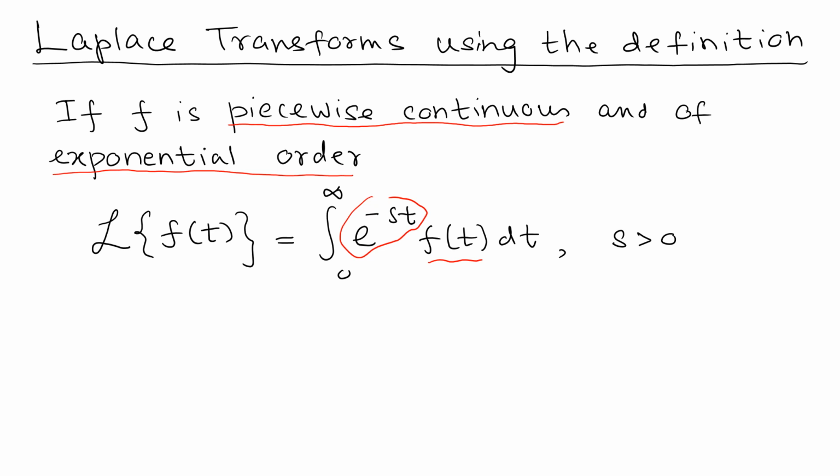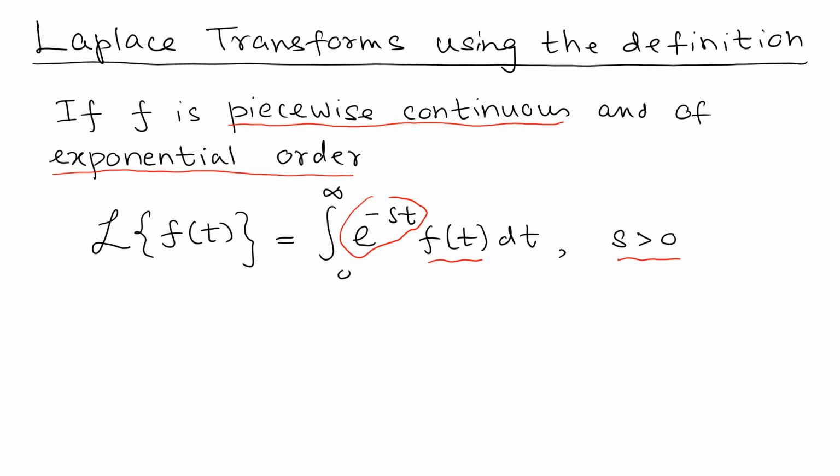And also we assume that s is positive, because you can see that there's an e to the minus st term. If s is negative, the exponential is going to grow indefinitely. So we're going to make sure s is positive because of the negative sign. Okay, so this is the definition of the Laplace transform. It is the integral from 0 to infinity of e to the minus st times f(t) dt. So you multiply by e to the minus st and integrate.